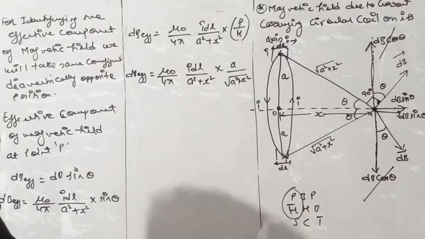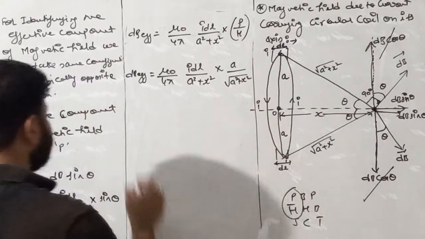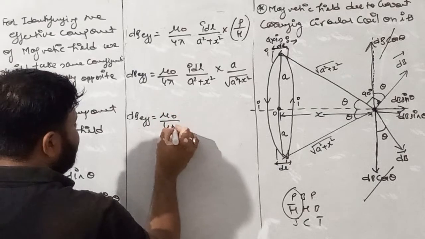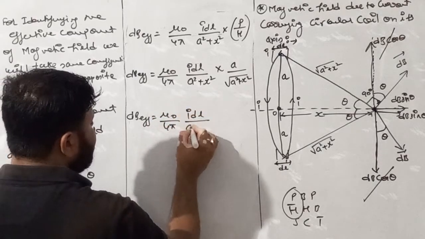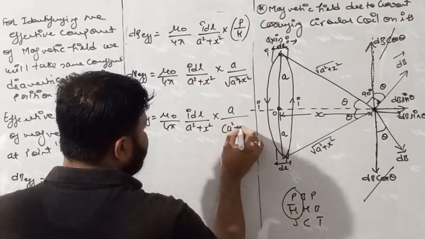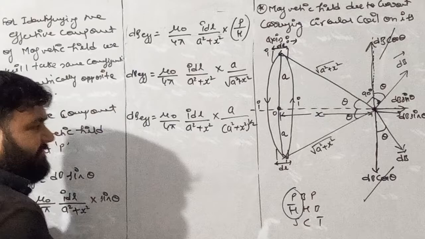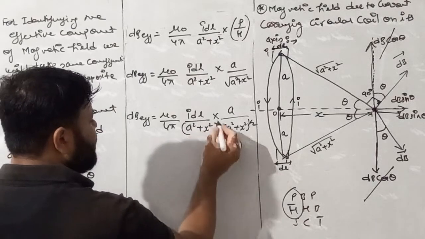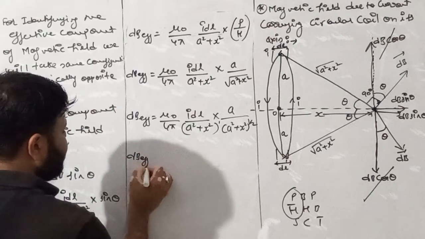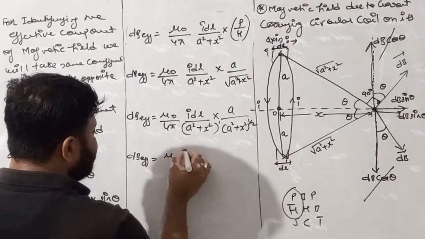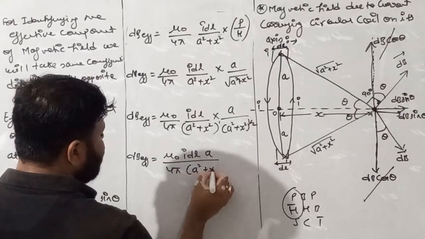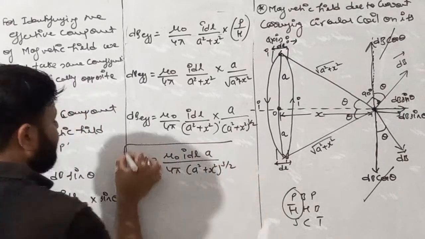Now I'll remove the under root and put power half. So what we'll get, dB effective becomes equal to mu naught upon 4 pi, I dl over a square plus x square, multiplied by a divided by a square plus x square power half. Now see, base same, power must be added. So 1 plus 1 by 2 is 3 by 2. So dB effective becomes equal to mu naught I dl a upon 4 pi a square plus x square raised to the power 3 by 2.